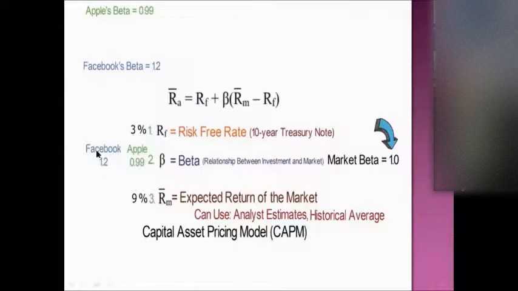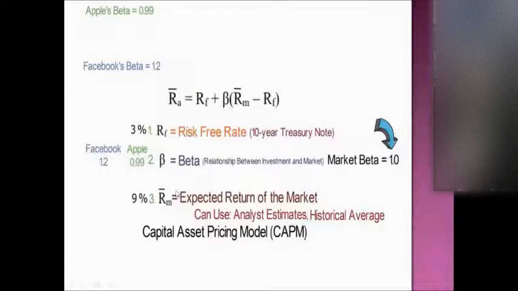In our example, class, sino dito ang pinaka-sensitive or has a greater systematic risk? As you can see, Facebook is more than 1, at 1.2. So Facebook is much more sensitive to the movement of stocks in the market as compared to Apple. Mas sensitive siya sa market ng 20%, kasi 1.2 siya. Ito naman si Apple, lesser siya ng 1% because it only has a 0.99 beta.